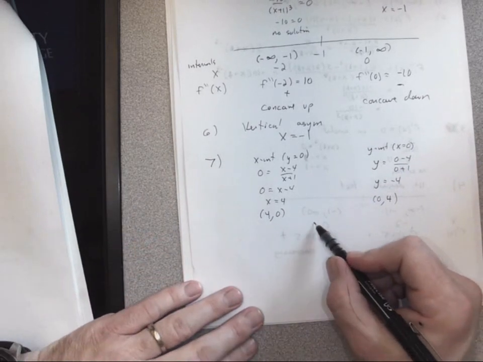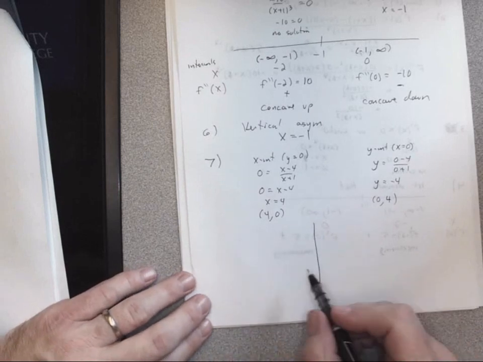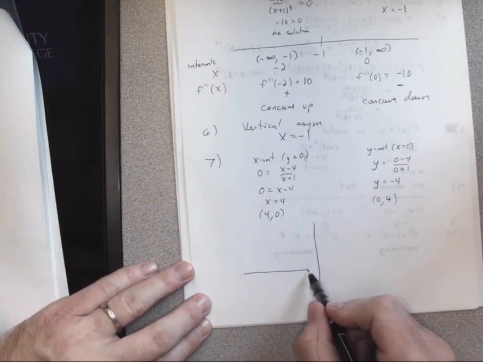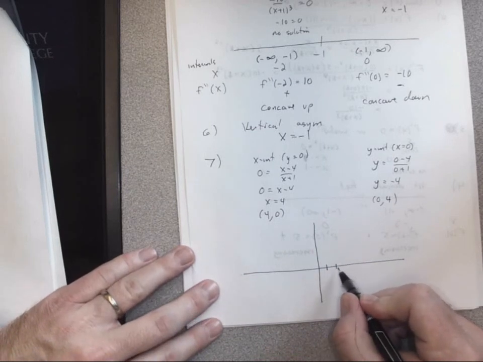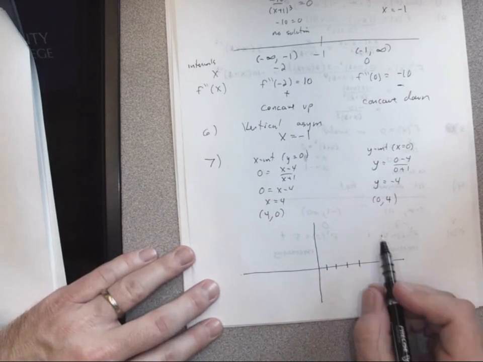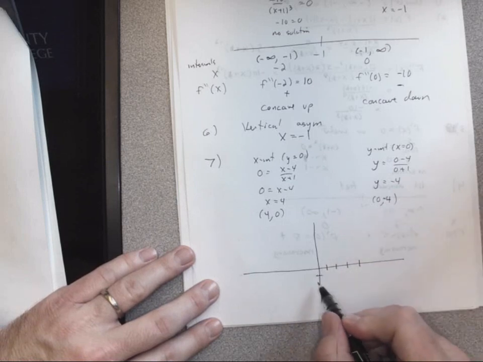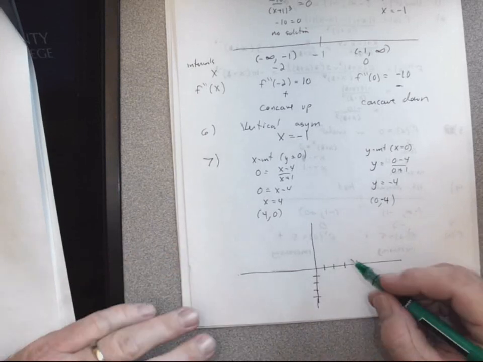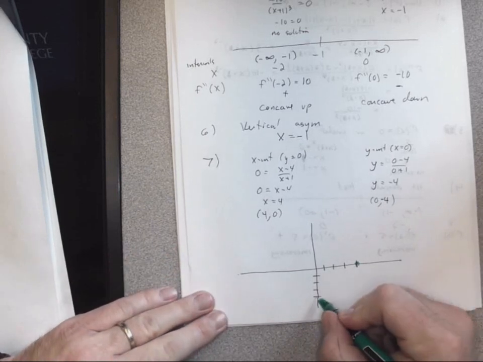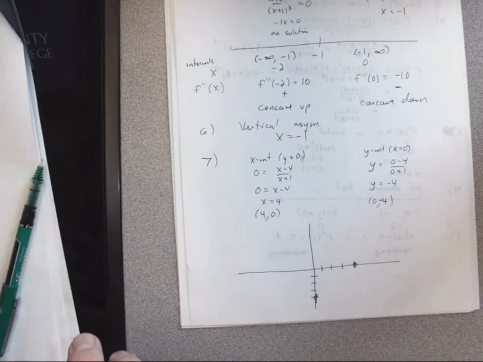So graphing. So 0, 4, 1, 2, 3, 4, and 0, negative 4, 1, 2, 3, 4. I know that these are the 2 intercepts. Right, I forgot about the horizontal asymptote.